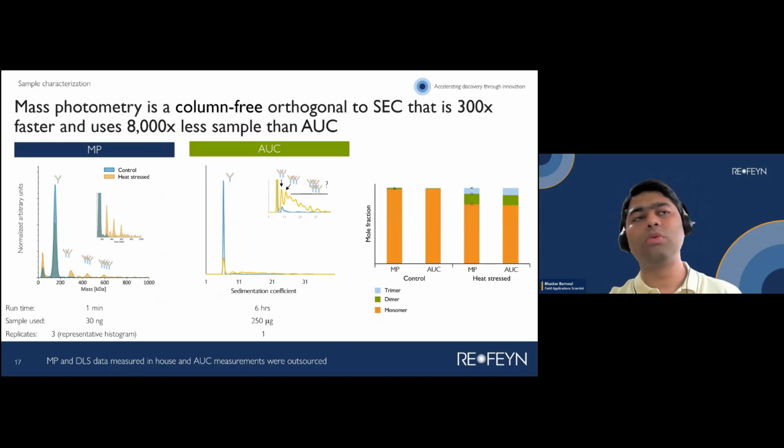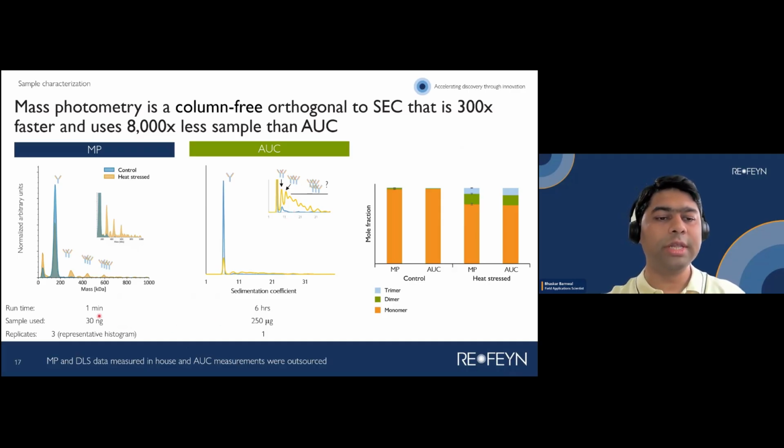When a candidate moves to later stages of development in preparation for regulatory submissions, a column-free method for antibody aggregation needs to be run, and AUC is normally used for this. Control and heat stress samples were compared here by mass photometry and AUC. What you can see here is mass photometry is able to resolve 4 aggregates. However, for AUC, you can only resolve the dimer to the baseline resolution.